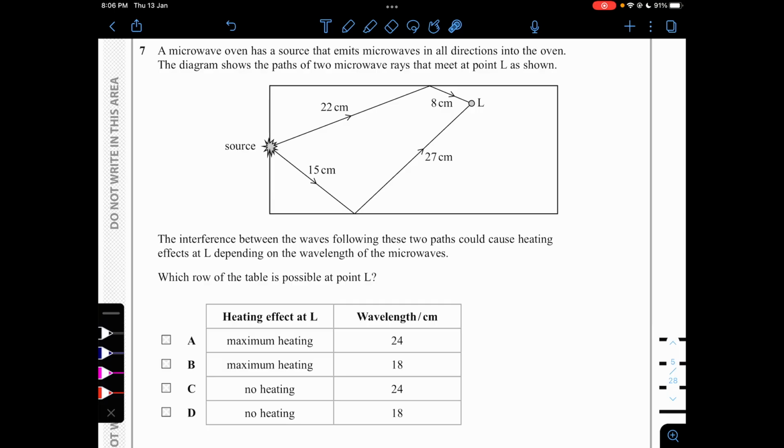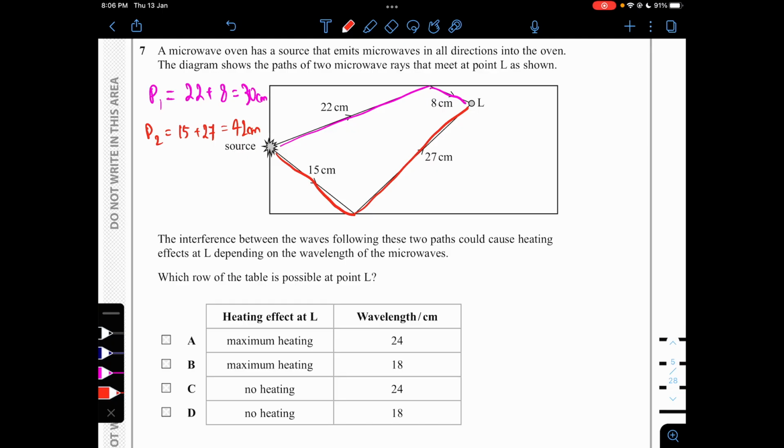Alright, so how do we go about doing this question? So first, we need to work out the path. So let's call this path, path 1. I'll do this in pink. So this path will be path 1. So what is path 1? Path 1 is 22 plus 8. That is 30 centimeters. Okay, what about path 2? You go down, you go across to L. So path 2 equals what? Which is 15 plus 27. So 15 plus 27 is what? It is 42 centimeters.